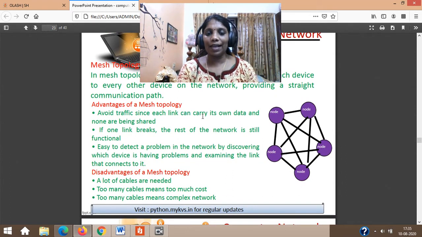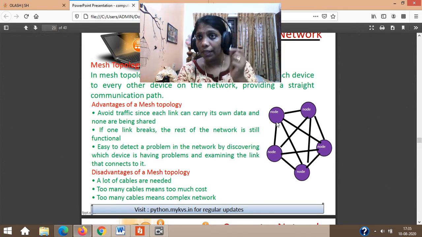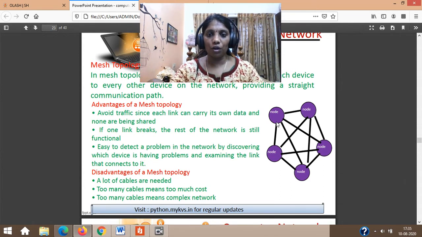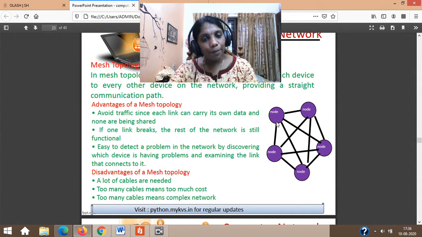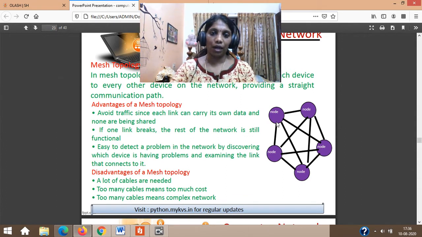Avoid traffic since each link can carry its own data and none are being shared. That means no optimal path and all is to be found here. Like you will say in a router, no. So a router is always in a LAN with a star topology. Here no such thing. One-to-one communication takes place. So no such traffic problems or filtering of data because each link can carry its own data to the correct destination. If one link breaks, the rest of the network is still functional. That is, if one node is not able to communicate with another node, the other nodes are functioning. The other communication links are all set.